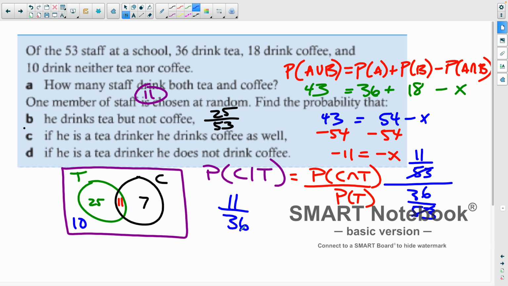All right? Now, here's the other way to look at it. If I've got my Venn diagram drawn, I can use it. What's the probability I drink coffee given that I drink tea? Well, how many people drink tea? 36. I'm only going to look in this circle. Given that I'm in this circle right here, there's 36. How many of them in this circle drink coffee? 11. So I could do it that way as well. That one's easier if you have the Venn diagram. But if you didn't have the Venn diagram and you had the formula, that's another way to get around it.